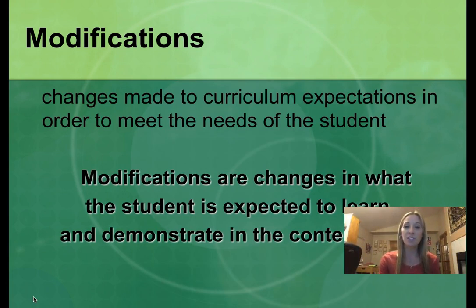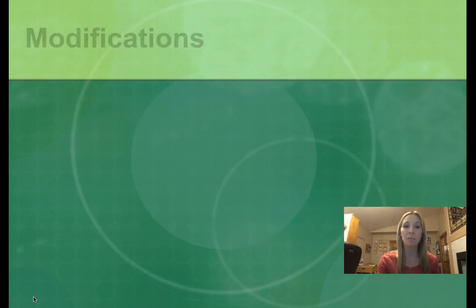So modifications are different than accommodations in that they make changes to the curriculum expectations in order to meet the needs of the student. So instead of accommodations, which are about access, modifications are actually changing curriculum expectations. And so we're changing what they're expected to learn and how they're demonstrating that content area knowledge.